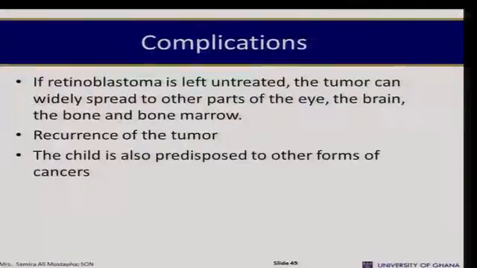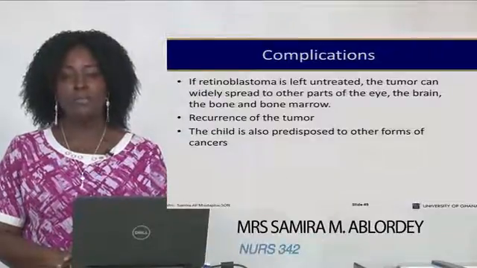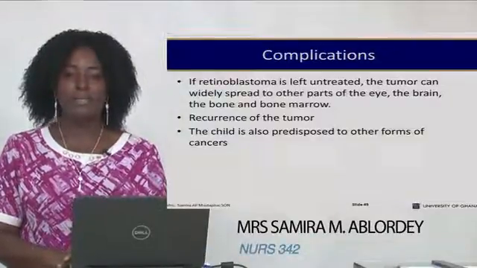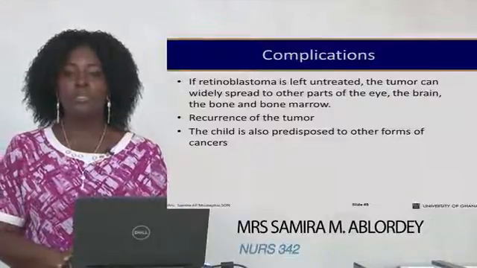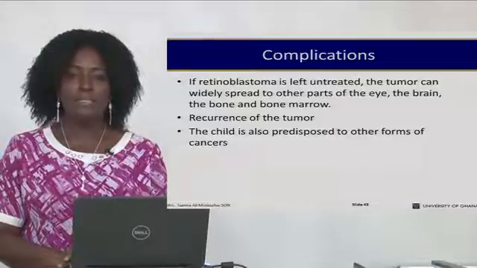It is also important to know that complications do occur if left untreated, and like any other cancer, looking at the location of the eye, it could spread to surrounding structures, including the bones surrounding the area. And there is also the likelihood of recurrence in cases where chemotherapy has been given. And the child is also predisposed to other forms of cancers when there is spread.